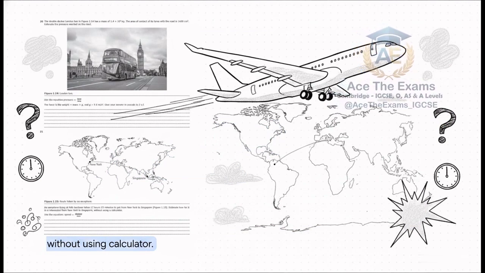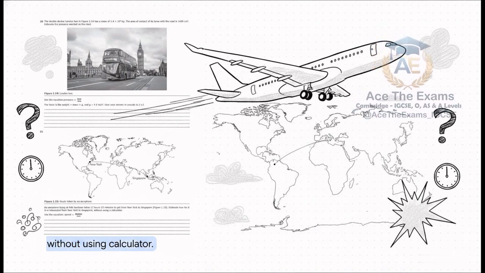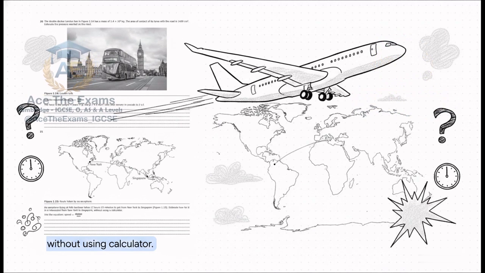We are escalating the stakes here with a much harder example. So, an airplane flies at 840 kilometers per hour, taking 17 hours and 22 minutes to get from New York to Singapore. You are asked to estimate the distance without using a calculator. For a lot of students, this is the exact moment the panic sets in.